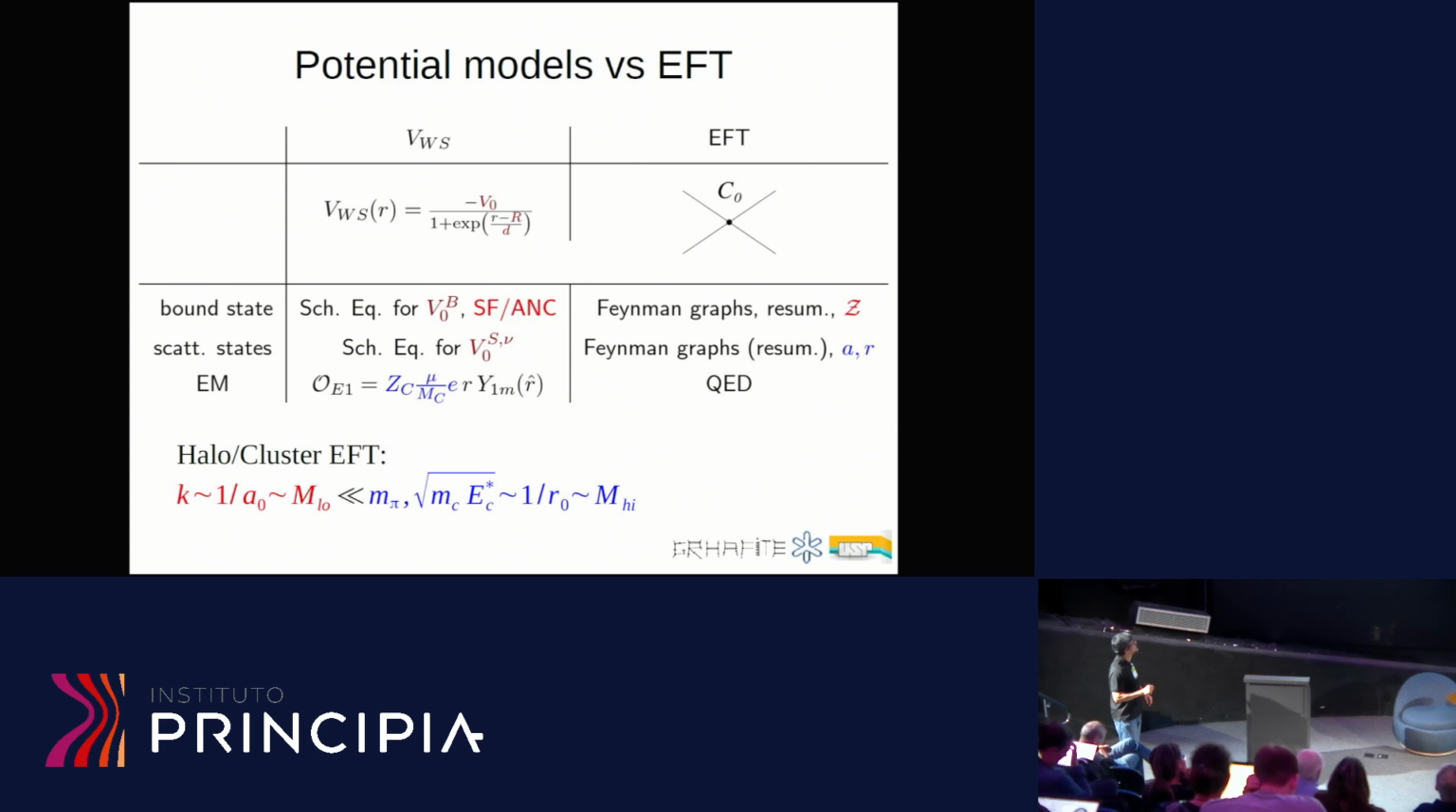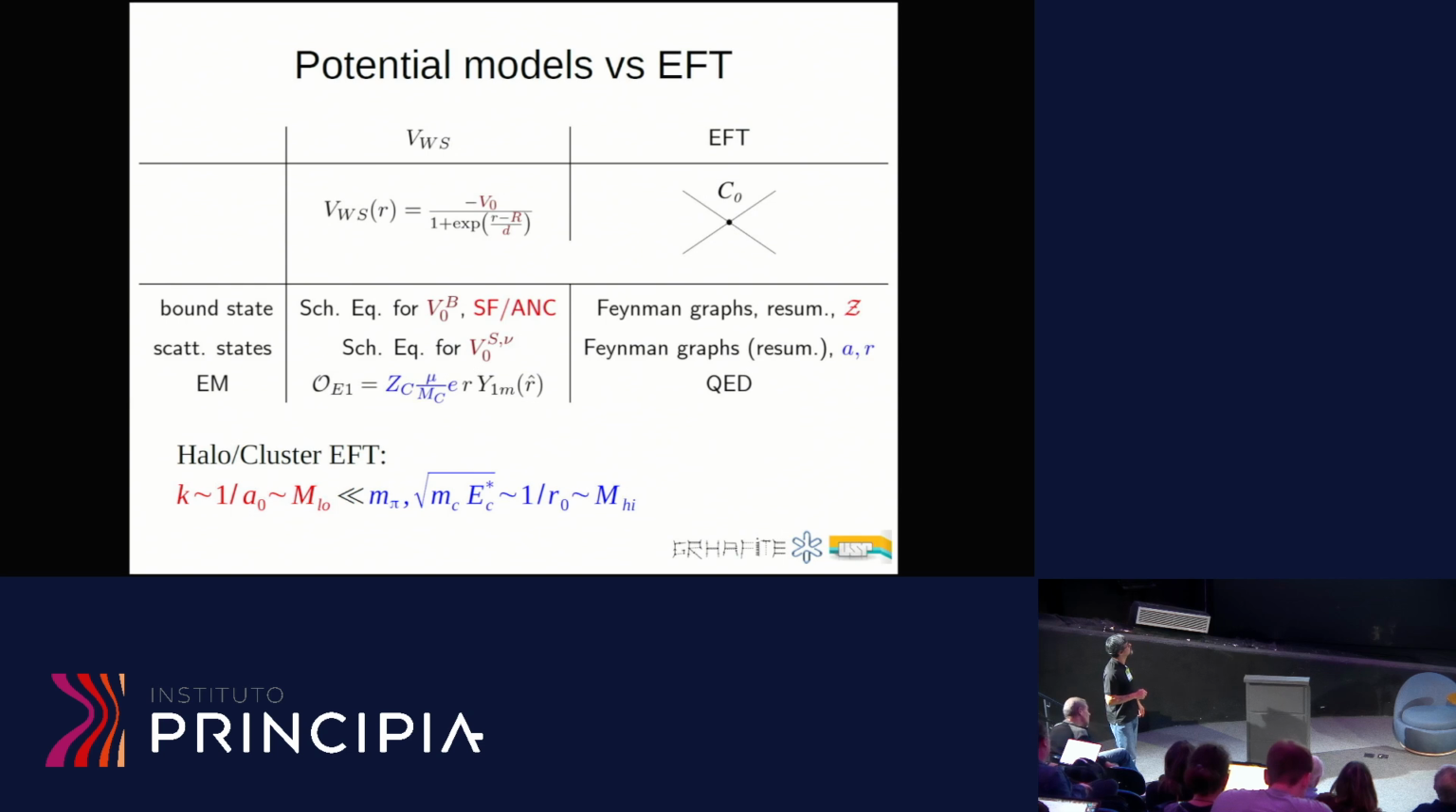To handle bound states, you solve the Schrödinger equation with this binding potential. And then from that, you extract the ANC corrected with spectroscopic factors. But on the EFT side, we just draw Feynman diagrams, as Carlos has always been mentioning. You do resummations and stuff like that, and you end up with the asymptotic normalization coefficient, all right?